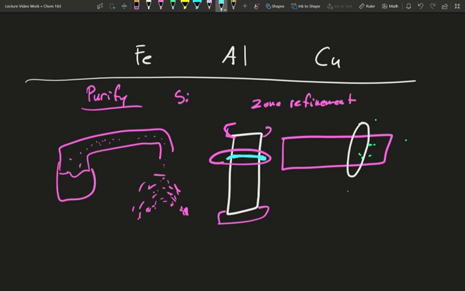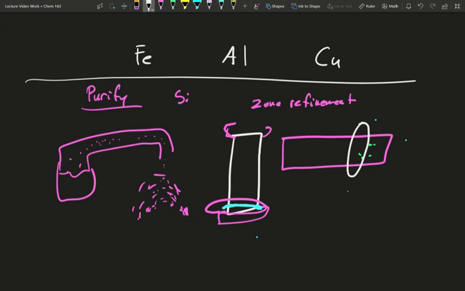Particles that aren't supposed to be in there, the things that aren't silicon, will stay in the molten phase, and as this drifts down, it will solidify behind it. And bit by bit, it will push all the impurities down, where they will pile up on the bottom, leaving very pure silicon behind. So there's another form of purification methods.